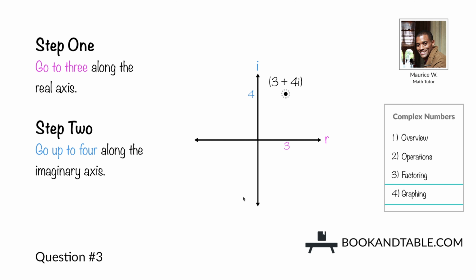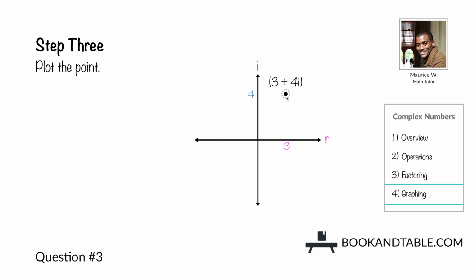In question number 3, you were asked to plot the number 3 plus 4i. So step 1, go to 3 along the real axis. Step 2, go up to 4 along the imaginary axis, and then plot the point. So this point would represent 3 plus 4i.